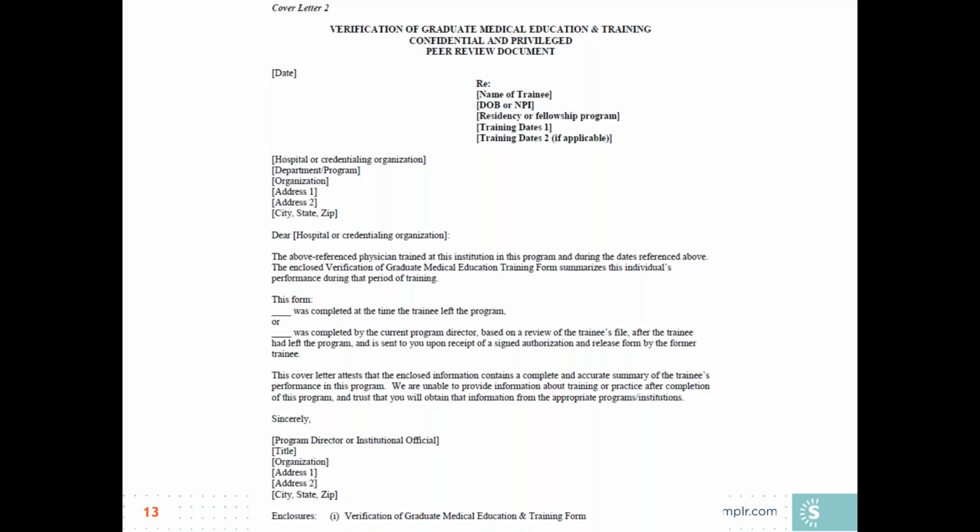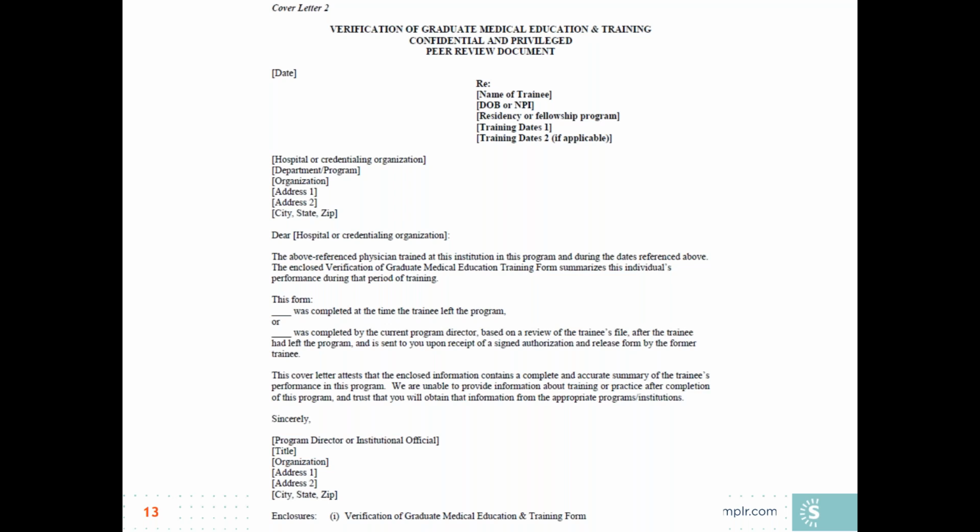And then for people who completed their training before 2016, if and when that program receives a verification request, the current program director would review the file and complete the form based upon the information that's in that file. And then they would sign that form, send it to the requesting hospital, and then put that form in that file. And then each time somebody additionally requests it, they would send the same form.